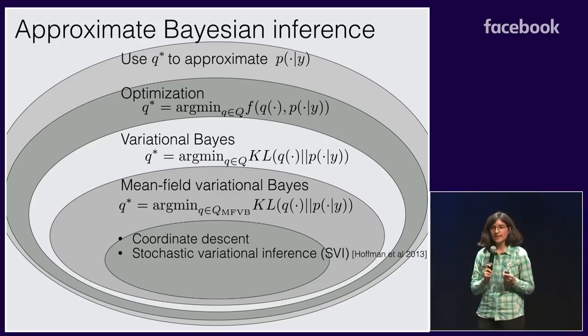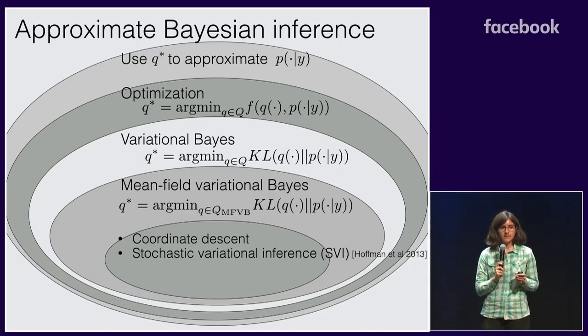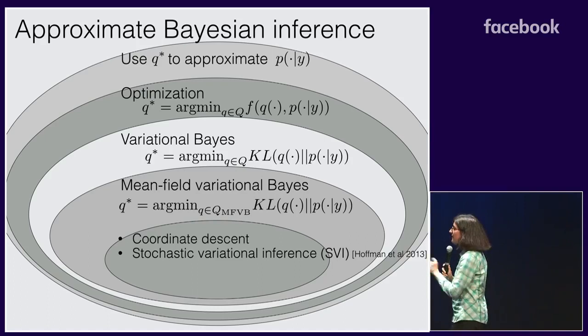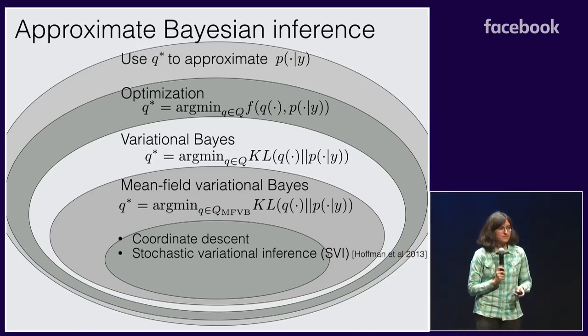And so if you use stochastic gradient descent in a sort of unusual way, you can apply it in this case. It's a little bit unusual, but you can apply it, and you get something called stochastic variational inference.